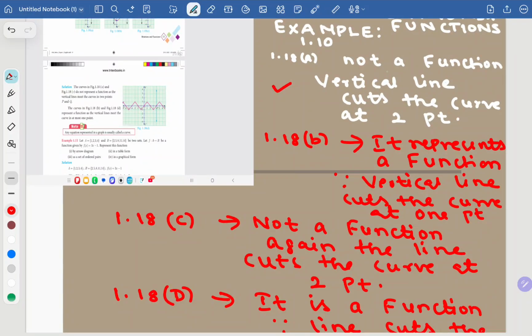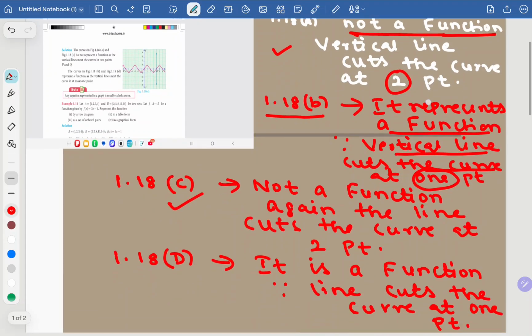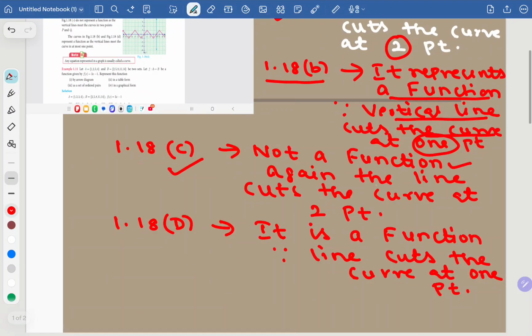In the graph, the first graph is not a function because the line cuts the curve at 2 points. Taking 1.18b, it represents a function. Why? The line cuts the curve at 1 point. 1.18c, not a function. Again the line cuts the curve at 2 points. 1.18d represents a function. Why? The line cuts the curve at 1 point.